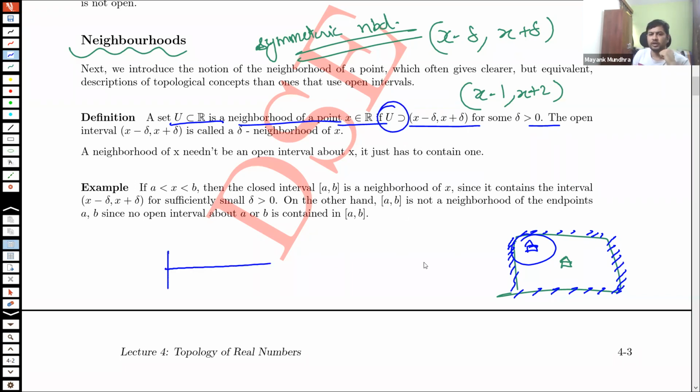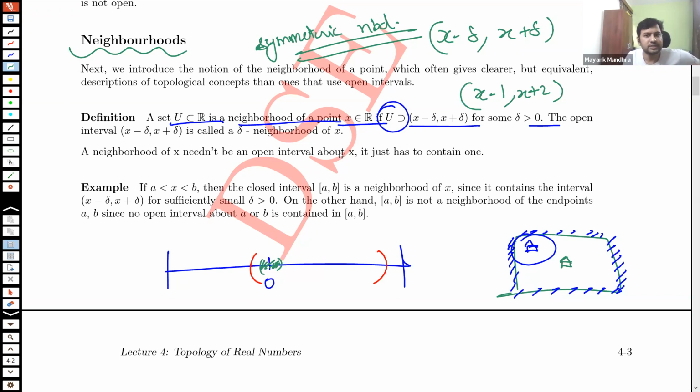Okay, so if you take this example of a set from, let's say, a point 0, and this is also a neighborhood. It looks very asymmetric, but you can construct a minus delta plus delta thing contained inside this red thing. So yeah, this red thing is a neighborhood of the point 0.